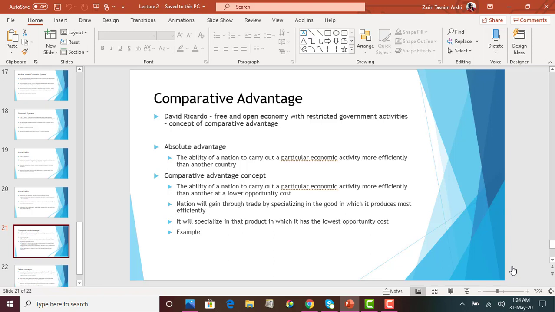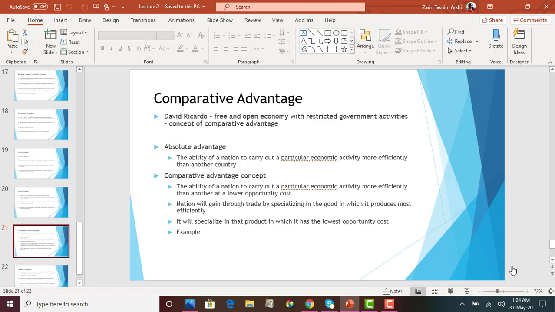Now the other concept is called the comparative advantage concept. This basically means the ability of a country to carry out a particular economic activity more efficiently than another country and at a lower opportunity cost. So this concept looks into your opportunity cost. Remember we talked about opportunity cost in lecture 1. Whichever country has the lower opportunity cost will engage in the production of that economic activity, and that country will have comparative advantage on that product compared to the other country.